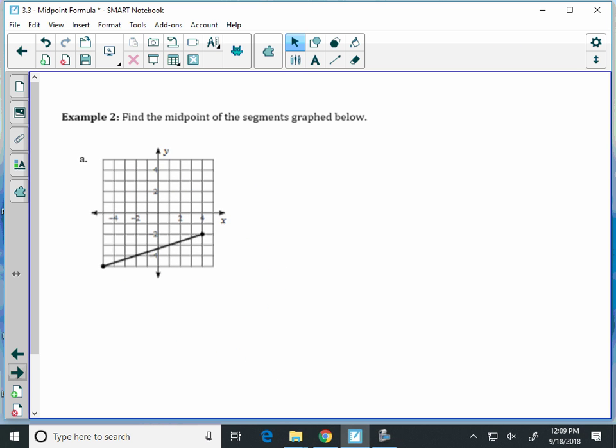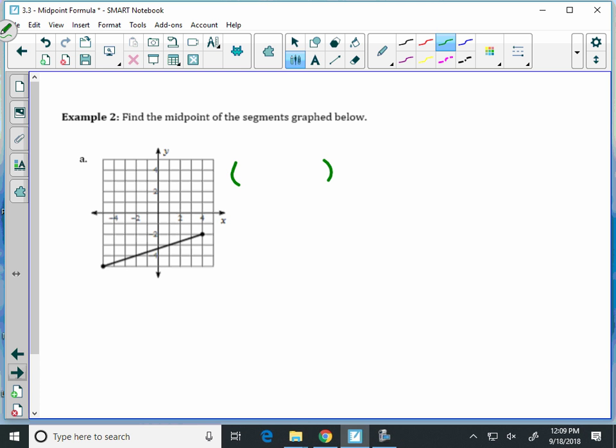Sometimes there's a line segment graph for you and you need to find the midpoint. Make sure you read the directions carefully, because sometimes you just see a line graph in the coordinate plane and we're like, oh, I'm finding distance, and we find the distance rather than the midpoint. So just make sure you read the directions carefully. But it's the same exact process. What might be helpful is if we just identify what the endpoints are.